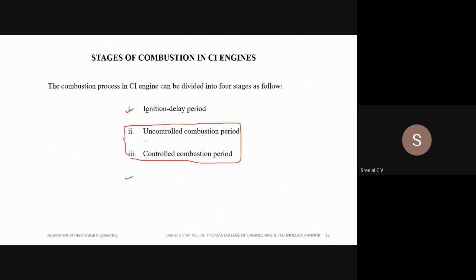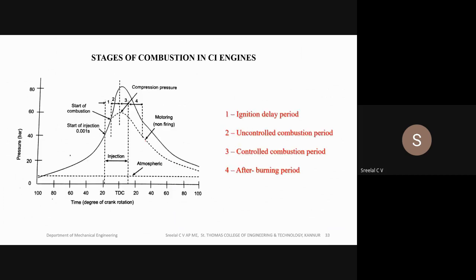The ignition delay period, the uncontrolled combustion period, controlled combustion period, and after burning period. So this is the pressure crank angle diagram which represents the stages of combustion in CI engines. The first stage is known as the delay period. It starts from here and ends here.